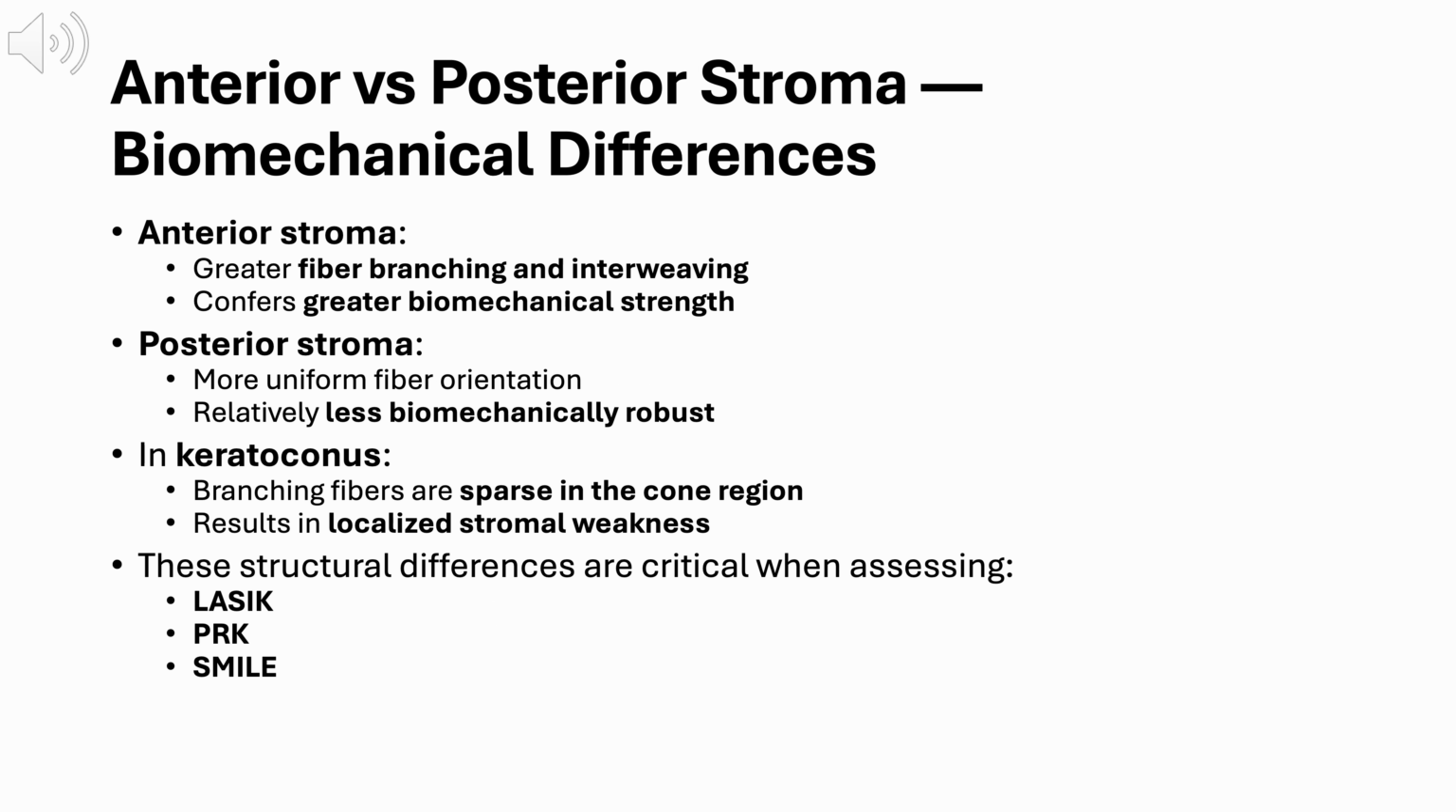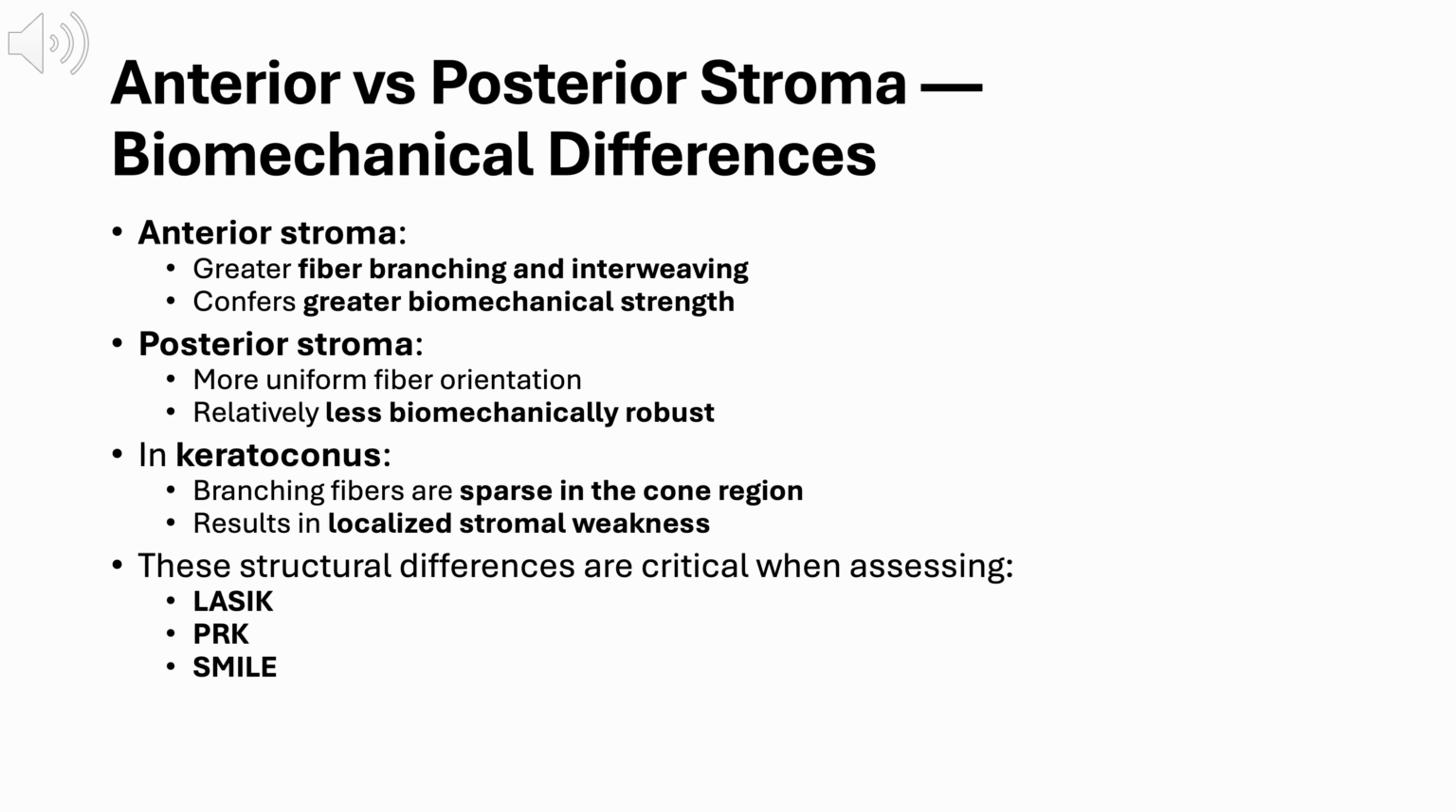Now we can contrast the anterior and posterior stroma because they are not biomechanically equivalent. The anterior stroma has greater fiber branching and interweaving. That complex, interlaced architecture makes it biomechanically stronger and better at resisting deformation. In practical terms, this is the part of the cornea that contributes disproportionately to overall structural integrity.